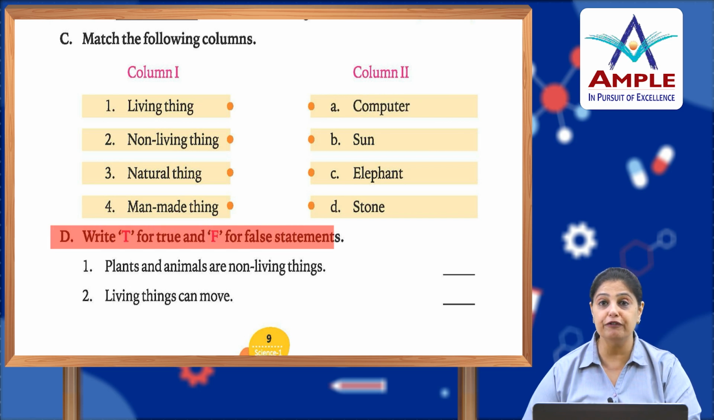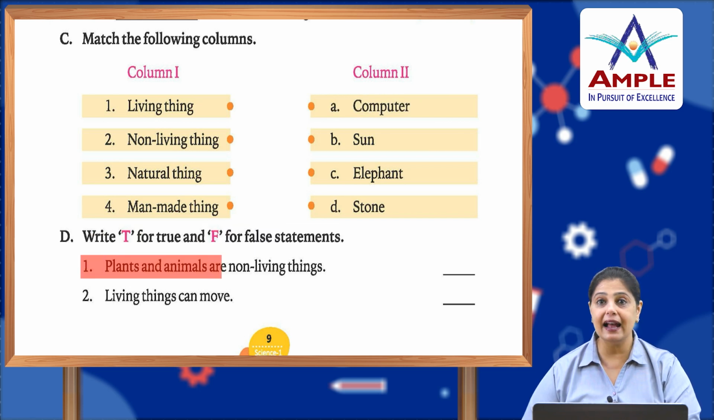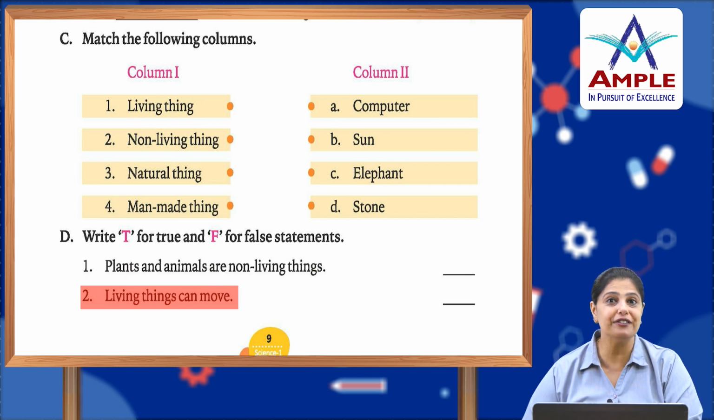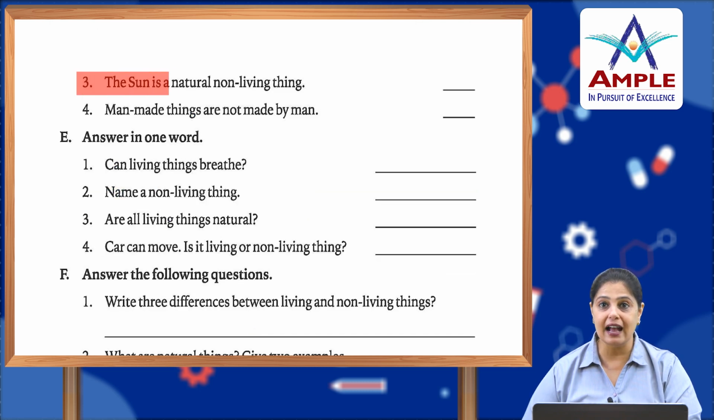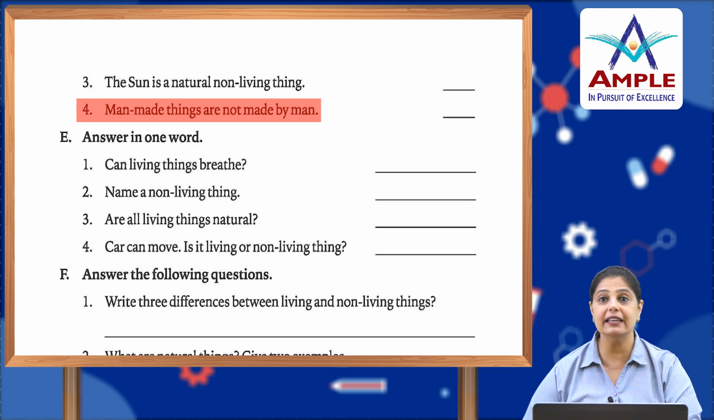Write T for true and F for false statements. Plants and animals are non-living things. Is it true or false? It is false. They are living things. Living things can move. Absolutely right. Yes, they can. True. The sun is a natural, non-living thing. That is true. Okay. Man-made things are not made by man. Is it true or false? It is false. Man-made things means they are made by man himself.